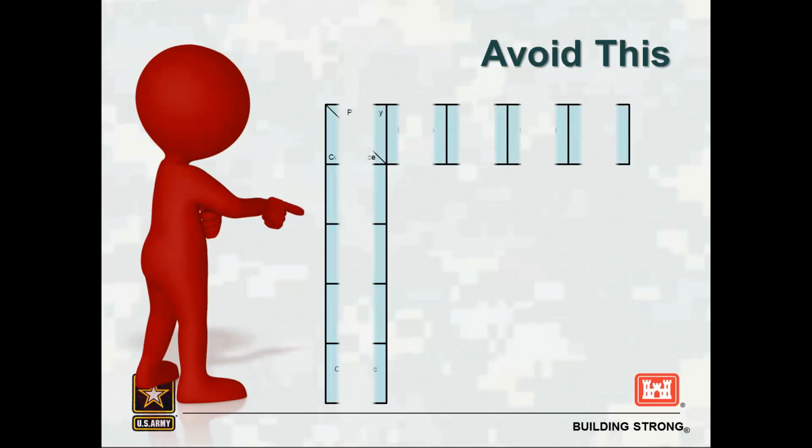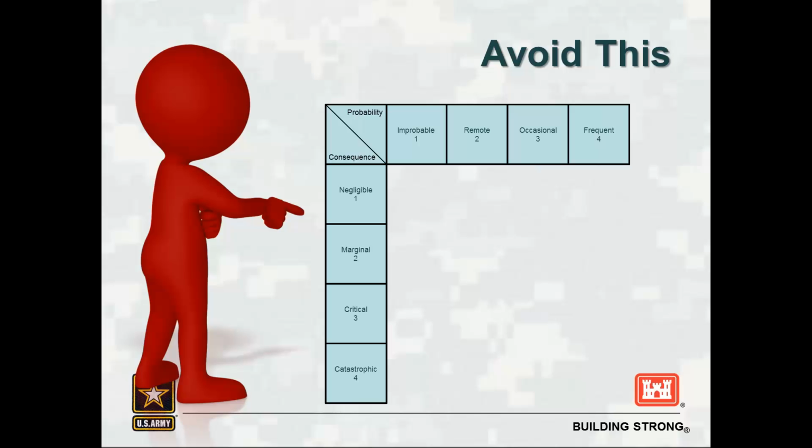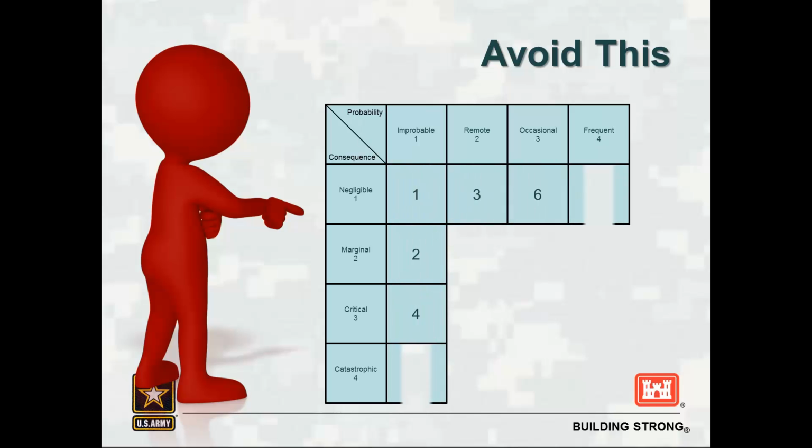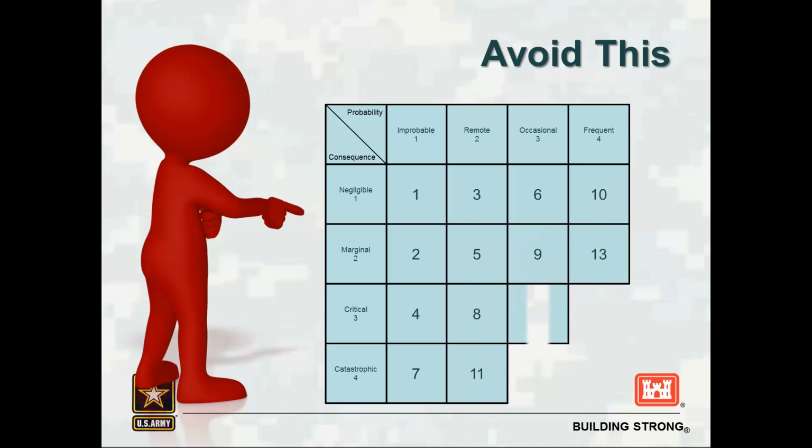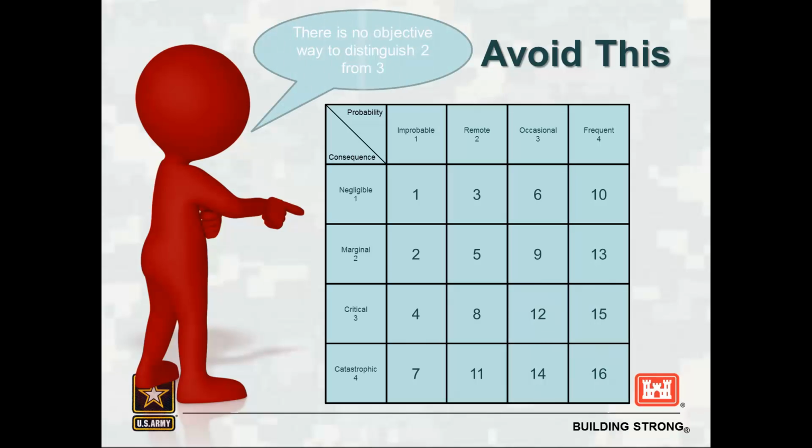What you want to do is avoid this type of situation, where you try to differentiate each cell in the matrix. There is simply no quantitative or theoretical basis for doing this. There's no objective way to distinguish the cell number 2 versus cell number 3 here. It would be just as easy to flip-flop them. 4, 5, and 6 could also arguably be rearranged.